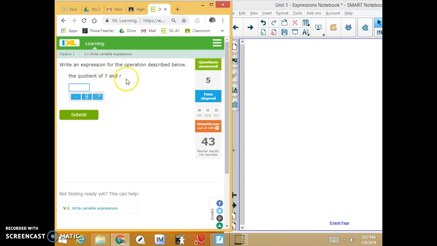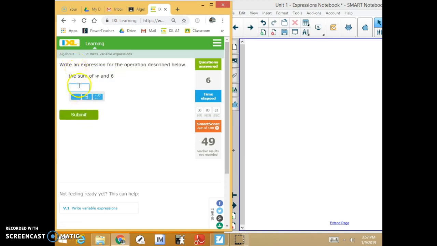Next, I want the quotient of 7 and r. Well, that means I have to know what the word quotient means. Quotient means division. When we see the word quotient, that means that we're going to divide, and whatever comes first after the word "of" is my numerator. When I see the word "and," that means that I'm moving down to my denominator, so r is going to be my denominator. So for this one, I read it as the quotient of the numerator, 7, and the denominator, r. Whoops, that r shouldn't have gone there. It should go in the denominator.